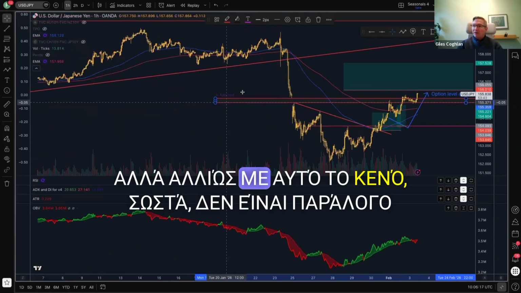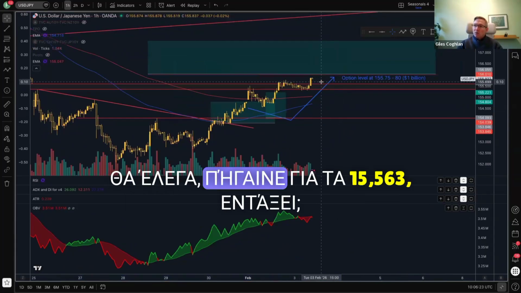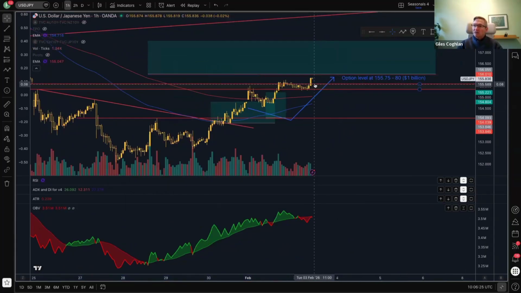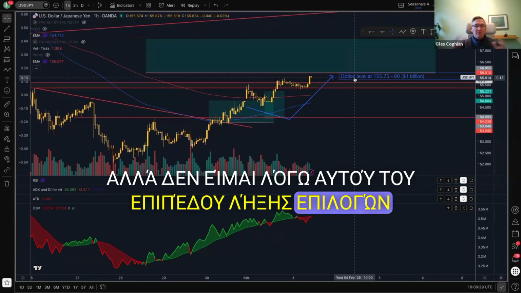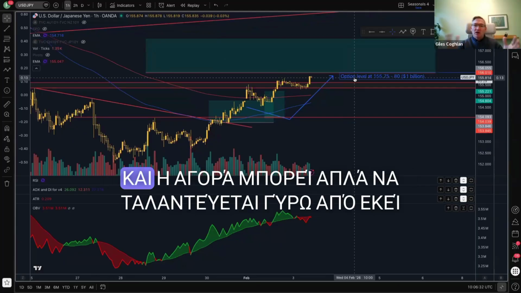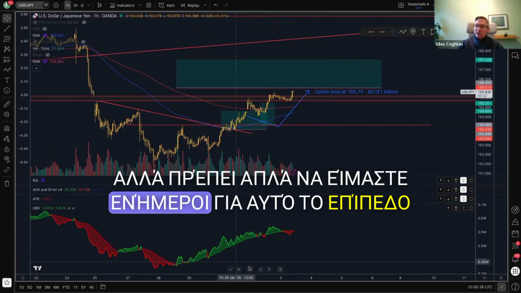But otherwise, with this gap, not unreasonable. I would say go for the 15563, okay? But I'm not, because it's an option expiry level. And it works like a support and resistance. And the market can just oscillate around there. Sometimes it will break through, sometimes it won't, but you've just got to be aware of that option level in the dollar yen.